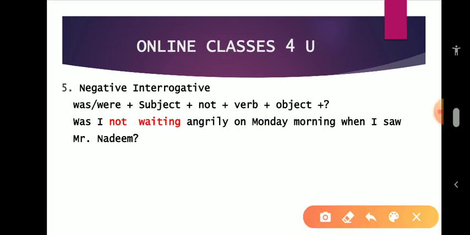Okay, the last rule is for making negative interrogative. Was and were is used in the beginning, then subject, and after the subject we place not and verb, which is the first form of verb, and object, and at the end there should be a question mark. Was I not waiting angrily on Monday morning when I saw Mr.